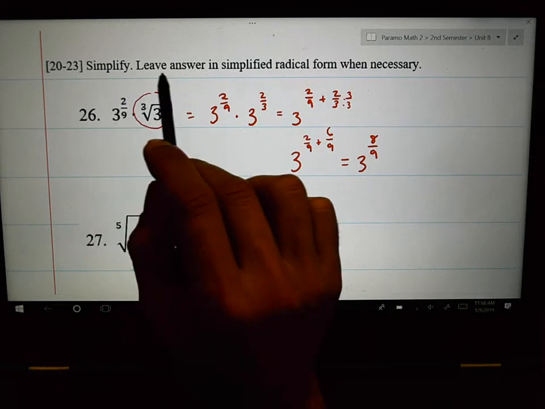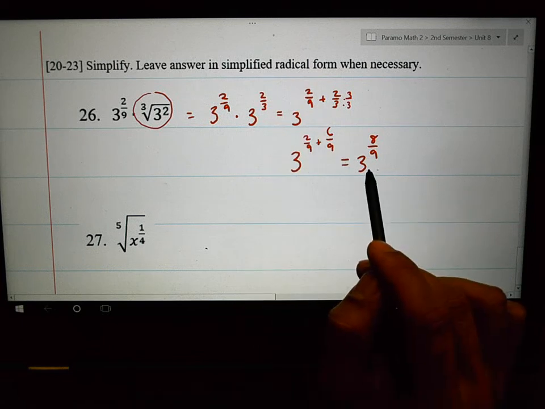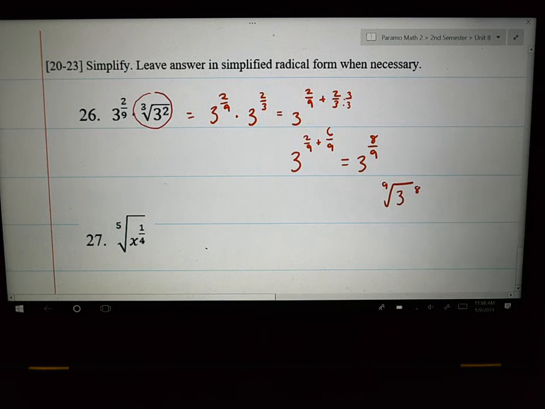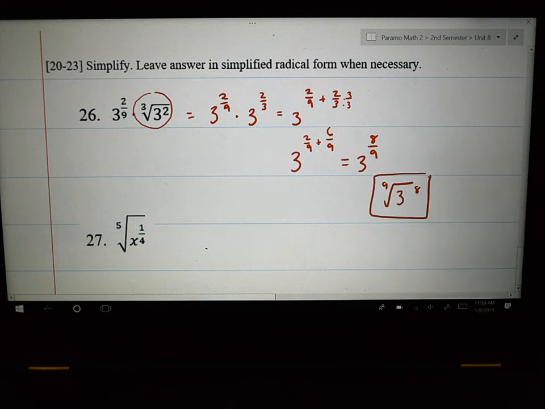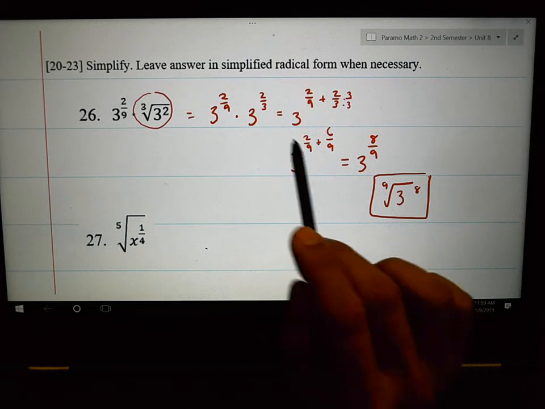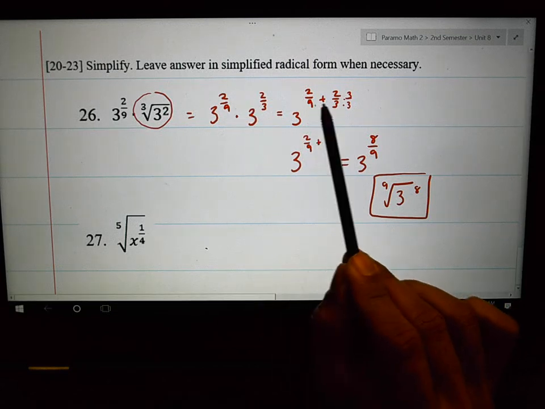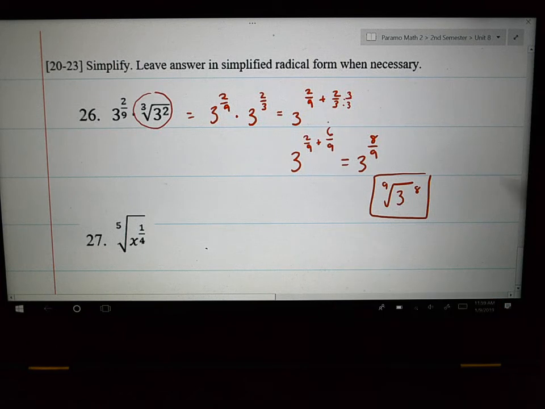Simplify. Leave your answer in simplified radical form. Is this radical form? No. 9th root of 3 to the 8th power. That's where I would leave it if I were you. That one's a little complicated, and the hardest that it gets are these kind of questions where you have to go, okay, I'm adding exponents. Oh yeah, for fractions I also have to have a common denominator when I'm adding them. Okay? Last one, number 27.